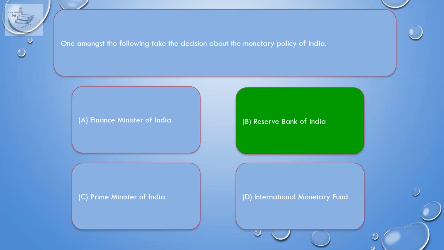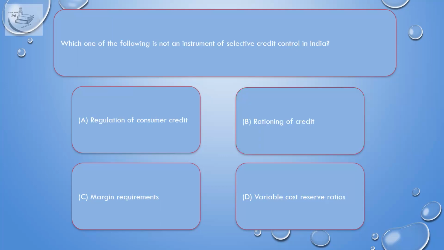Correct answer is B. Reserve Bank of India. Question: which one of the following is not an instrument of selective credit control in India? A. Regulation of consumer credit. B. Rationing of credit. C. Margin requirements. D. Variable cost reserve ratios.